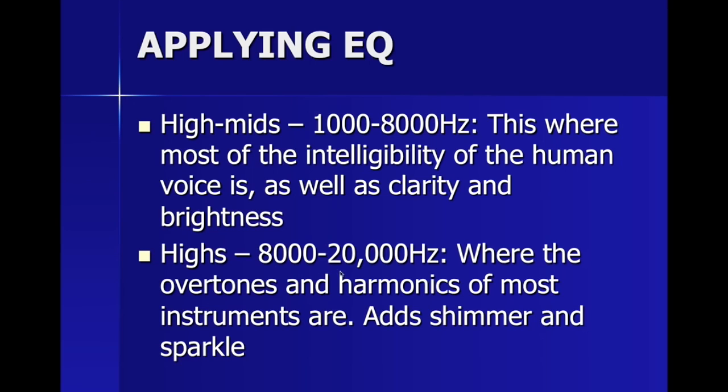And up in this range of the very highs, this is where all of the overtones and the harmonics of most of your instruments are, especially things like cymbals and any kind of metallic sounds. So if you want to add more of that kind of shimmer or sparkle, or some engineers call it air, that's where you reach and turn up that knob there. So those are our 4 primary bands of frequency: lows, low mids, high mids, and highs.